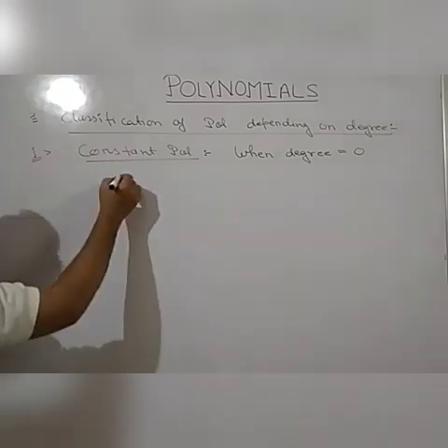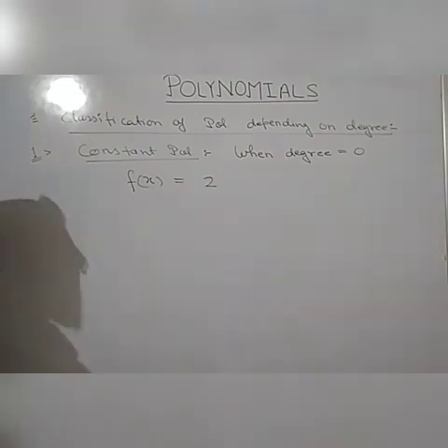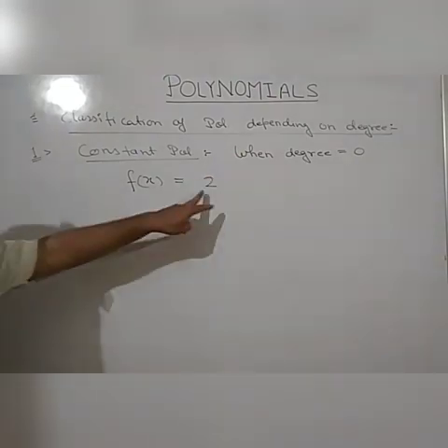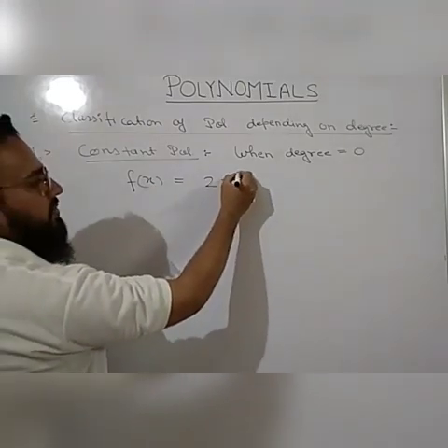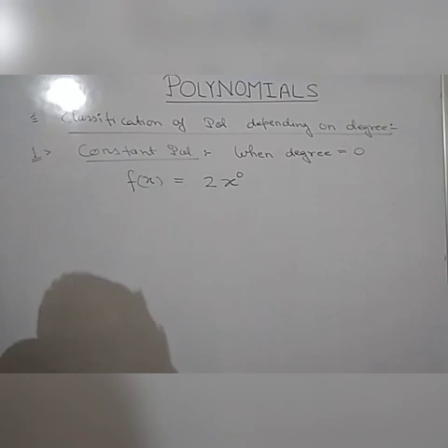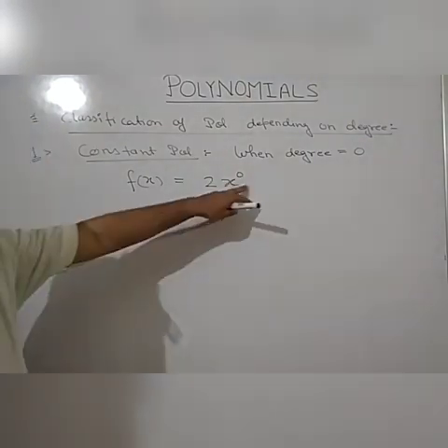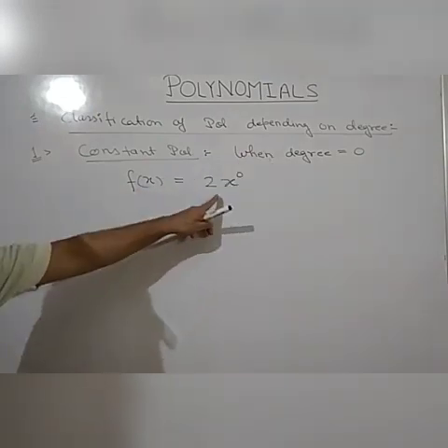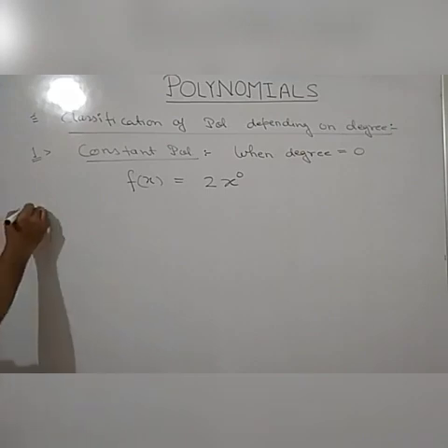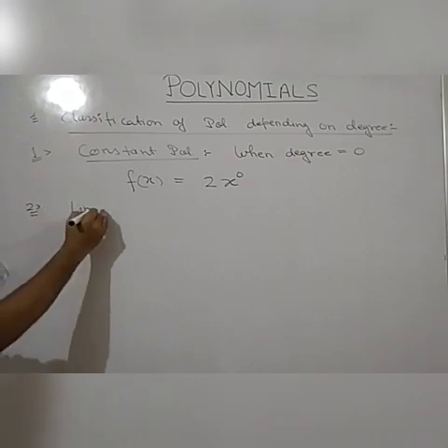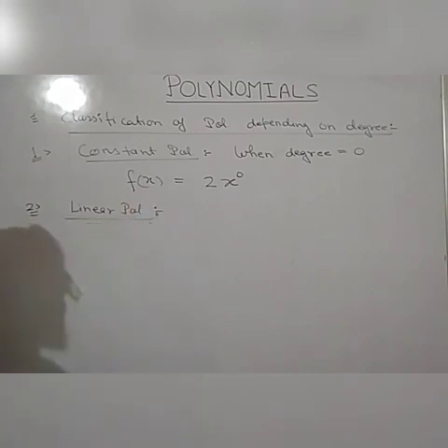For example, if we are given f(x) = 2. Here 2 is a constant, and if we take the variable x also, its power will be only 0. In this expression, the highest power is 0 itself. That means its degree is 0. So this polynomial is known as a constant polynomial. Okay. Second is the linear polynomial.